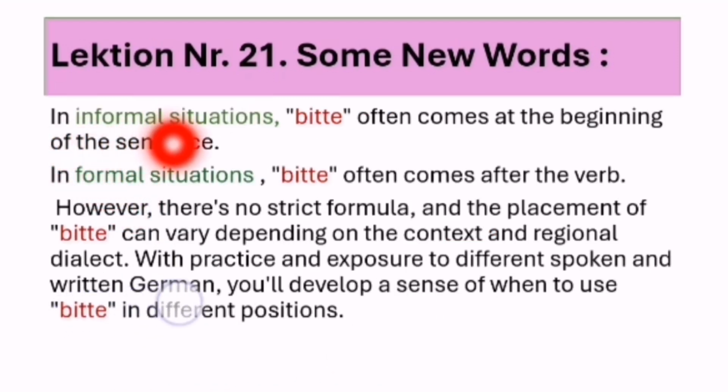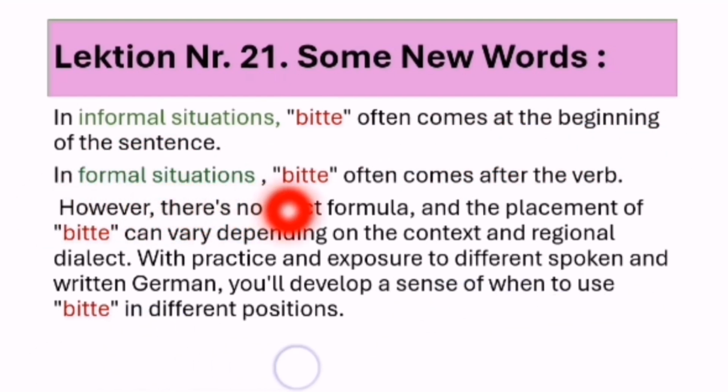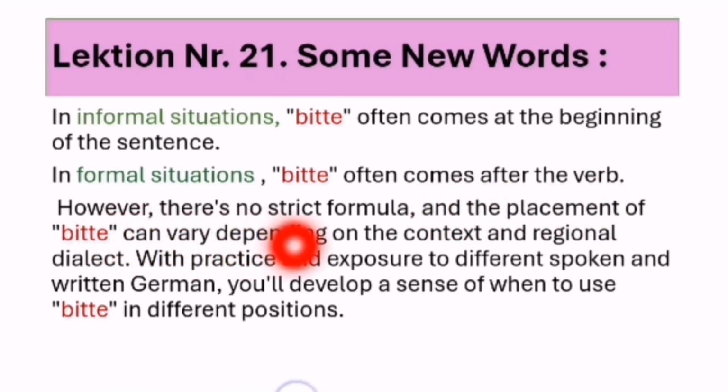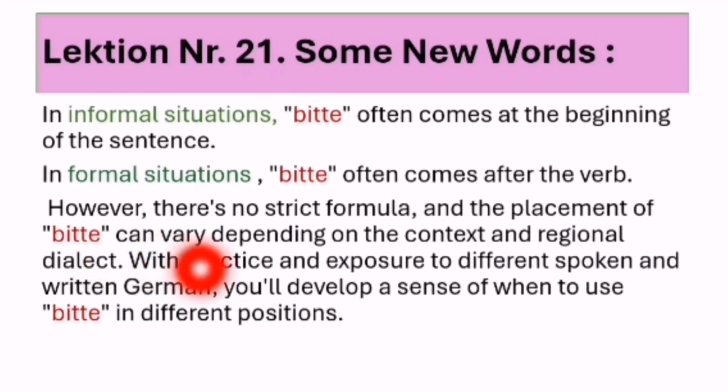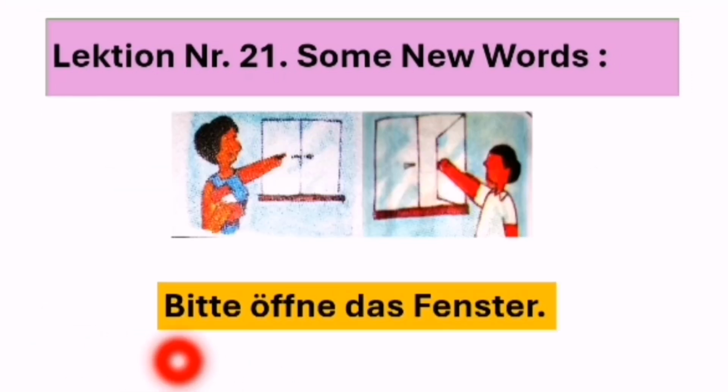So in informal situation, bitte often comes at the beginning of the sentence, and in formal situation, bitte often comes after the verb. However, there is no strict formula and the placement of bitte. It can vary depending on the context and regional dialect. With practice and exposure to different spoken and written German, you will develop a sense of when to use bitte in different positions. So now look at this sentence.